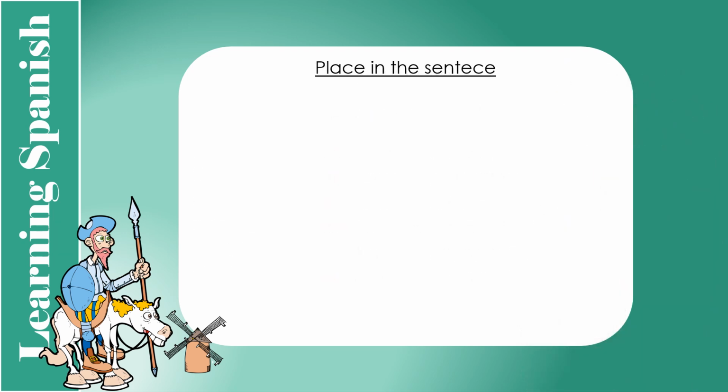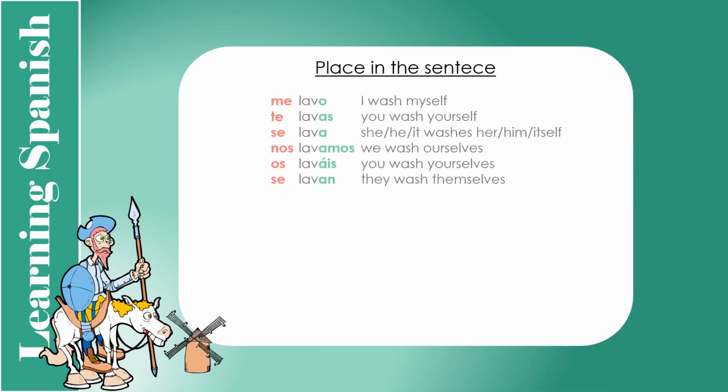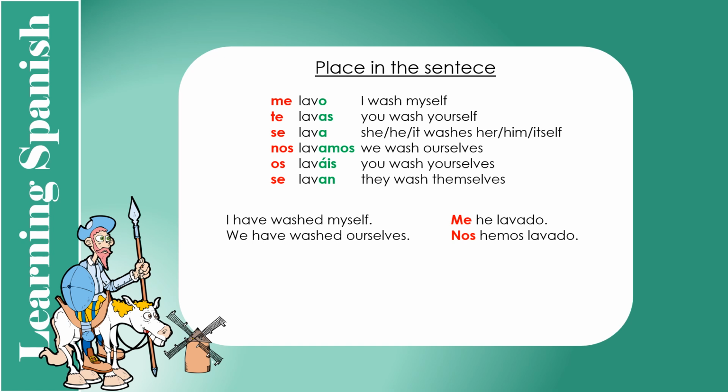And finally, the place in the sentence. The reflexive pronoun goes right before the finite verb. Me lavo, te lavas, se lava, nos lavamos, os laváis, se lavan. This also applies to sentences in the present perfect tense. I've washed myself, me he lavado, he being the finite verb in the sentence. We have washed ourselves, nos hemos lavado.